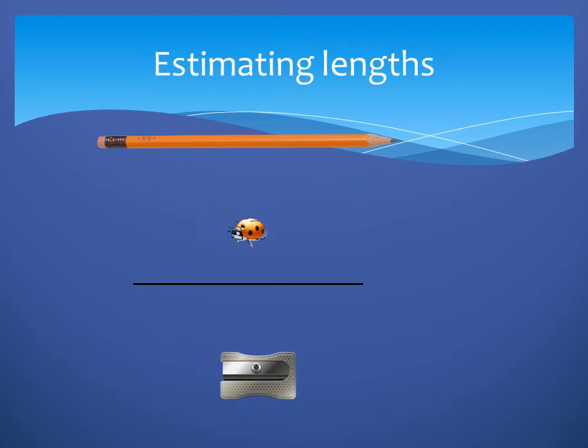The bug should be 3 millimeters, and this line should be like 3 centimeters. And the sharpener, I think, should be like 2 centimeters. Okay, that's my estimate. Okay, let's see. You also do your estimates. Okay, do your estimates and let's see the actual measurements. Let's see what we did.